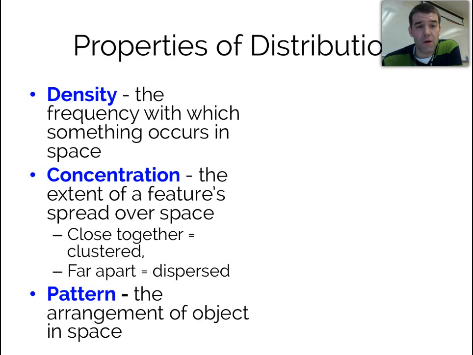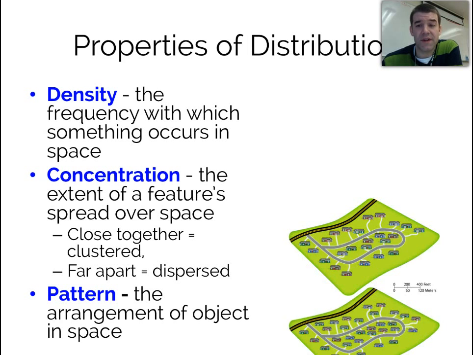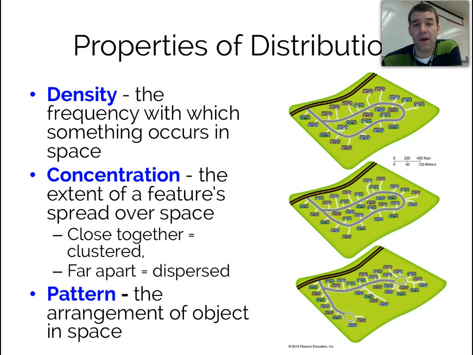Looking at these all together, we see three examples. For density, from the first to the second or third, there's a much lower density in the first image, whereas we can start comparing the concentration of those images, how they're arranged in terms of clustered and dispersed, in the patterns we see across all three.